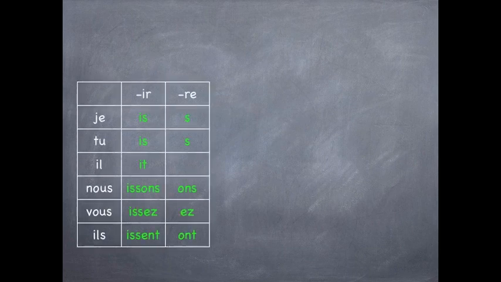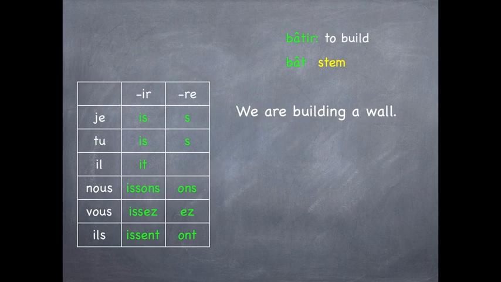Okay, now let's put the verbs to work in some simple sentences. And as I'll be using a mixture of IR and RE verbs, here's a handy aide-memoire of those endings. And I'll start with bâtir, to build. It's an IR verb. The stem is BA circumflex T. And the sentence, we are building a wall. Nous bâtissons un mur.